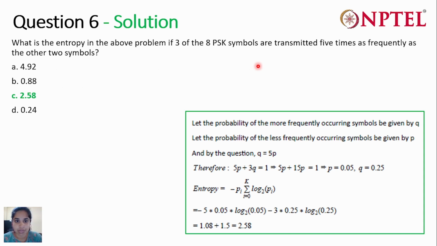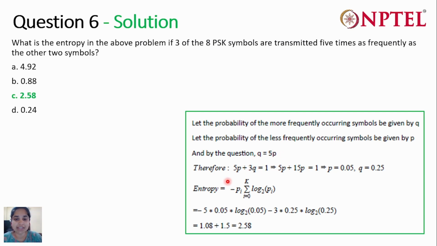Okay. So let's see how to approach this problem. Let the probability of the more frequently occurring symbols be Q. So 3 out of 8 symbols, the probability for them is Q. Let the probability of the less frequently occurring symbols be P. So the other 5 out of 8 have P. And by the question, Q is 5 times P. It's 5 times more probable.